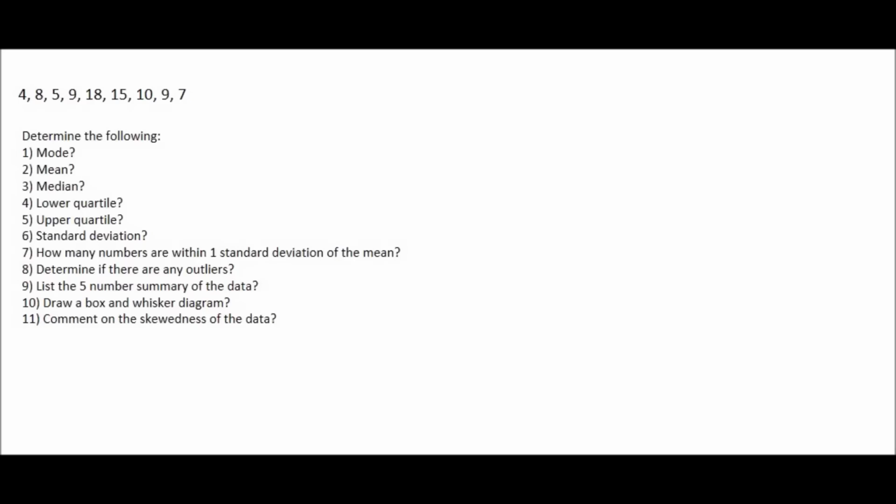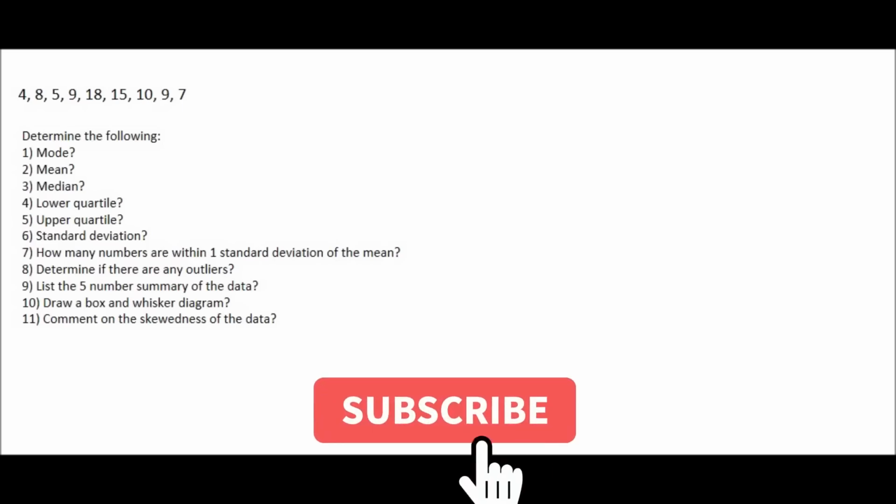Here we have a list of numbers, and the first question asks us to determine the mode. Now these are just words that you're going to have to remember. So mode means the number that occurs the most, and in this example that would be the number 9. The mean stands for the average.